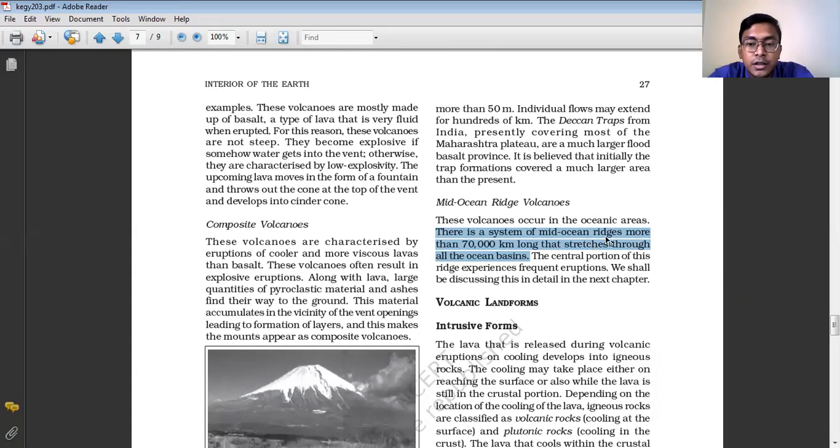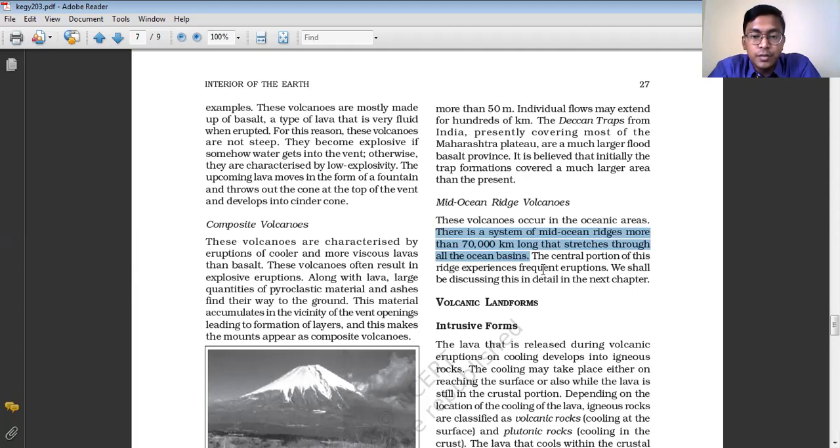The central portion of this ridge experiences frequent eruption. In the central part, the volcanic eruptions are more common, more frequent, and this central part is found in the Pacific Ocean. The Pacific Ocean is also known as the Ring of Fire. Why is it known as the Ring of Fire? Because always we find that some of the volcanoes go on erupting, a continuous eruption takes place.